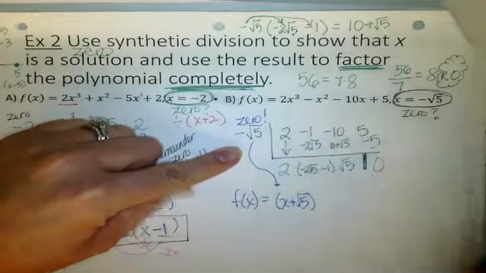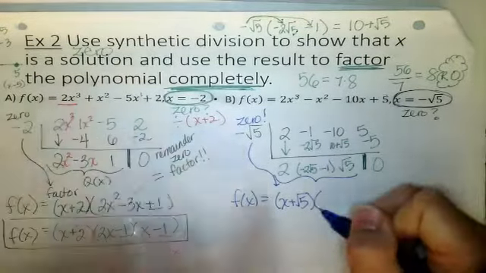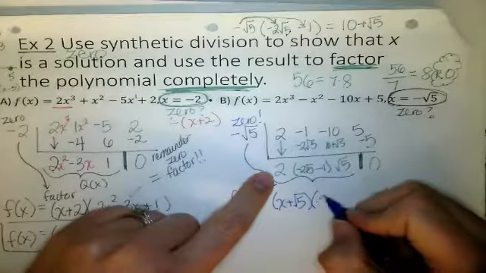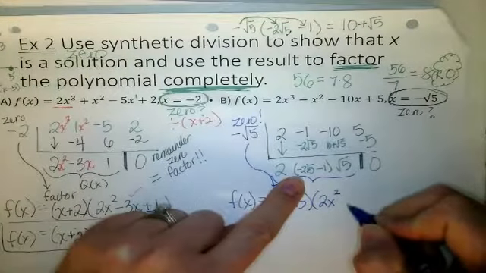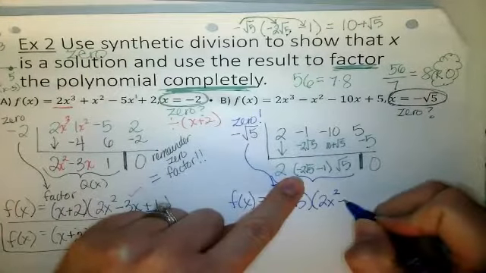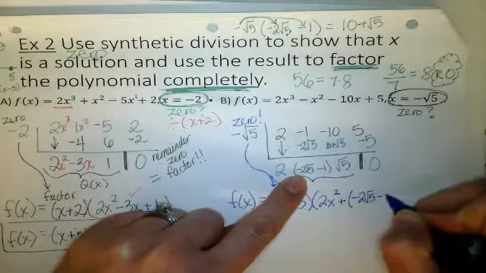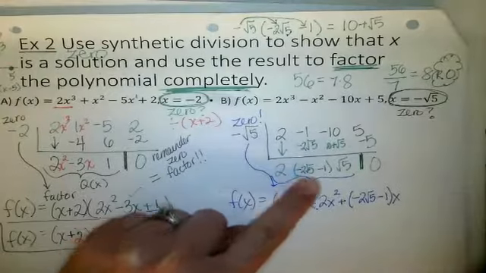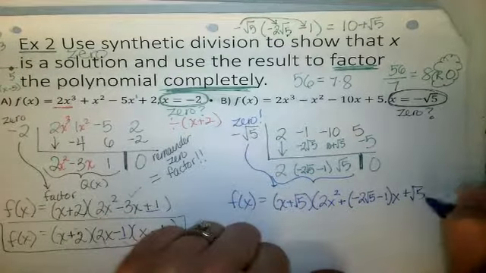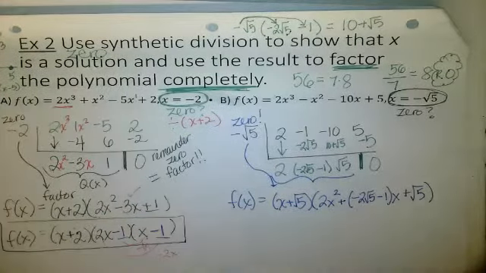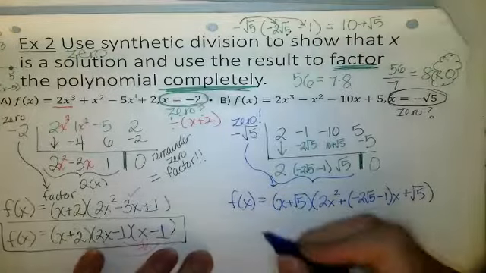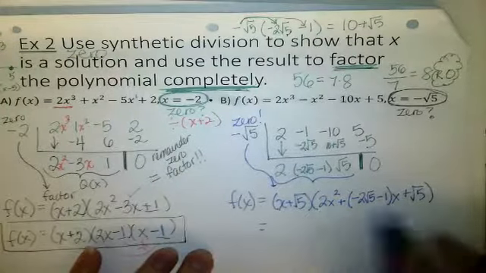X plus radical 5. Here's our quotient. I'm going to write that as a polynomial. 2x squared plus, I'm going to use the parentheses here, -2 radical 5 minus 1 times the x. And then plus the radical 5. That's the remainder of 0, which I don't need to write. Now here's the really interesting part. I've got to try to double bubble that.